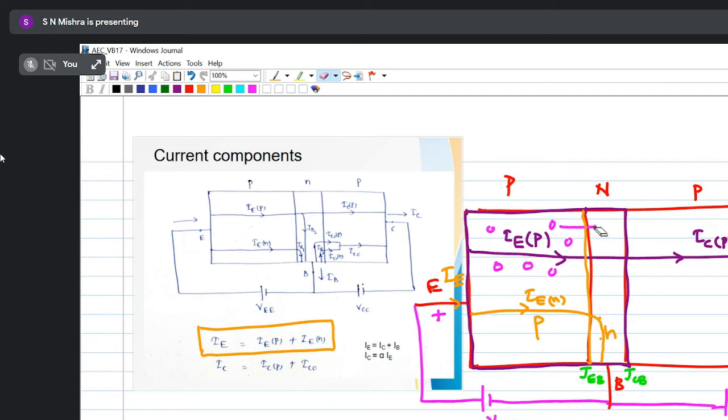Because if you do not understand this one, this is very difficult. I am explaining in a very simple way. Try to understand. If you have doubt, ask me now.